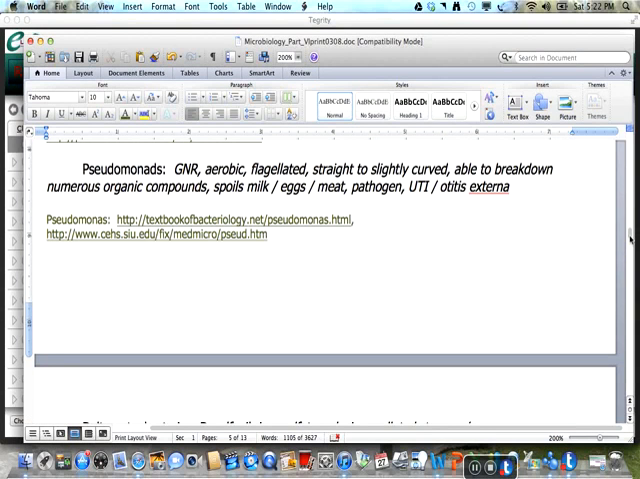The pseudomonads are aerobic, gram-negative rods. They range from straight to slightly curved and are flagellated. They're able to break down numerous organic compounds and spoil milk, eggs, and meat. They can be a pathogen causing urinary tract infections and otitis externa. So here's some information on Pseudomonas.